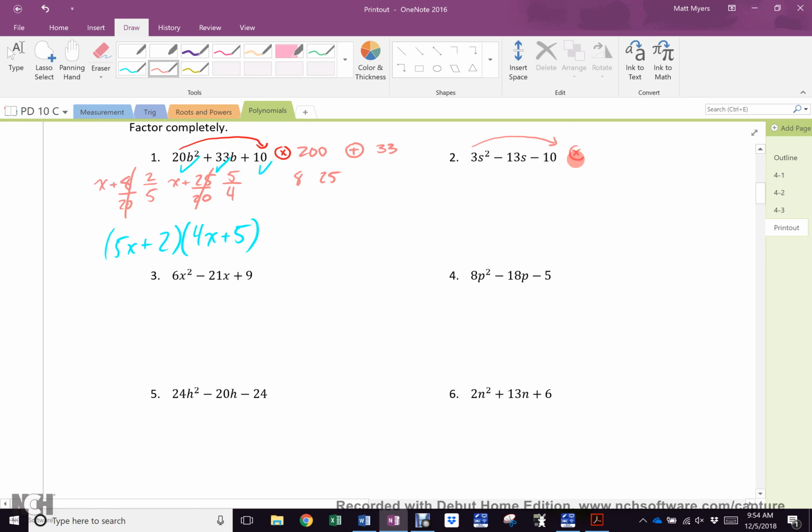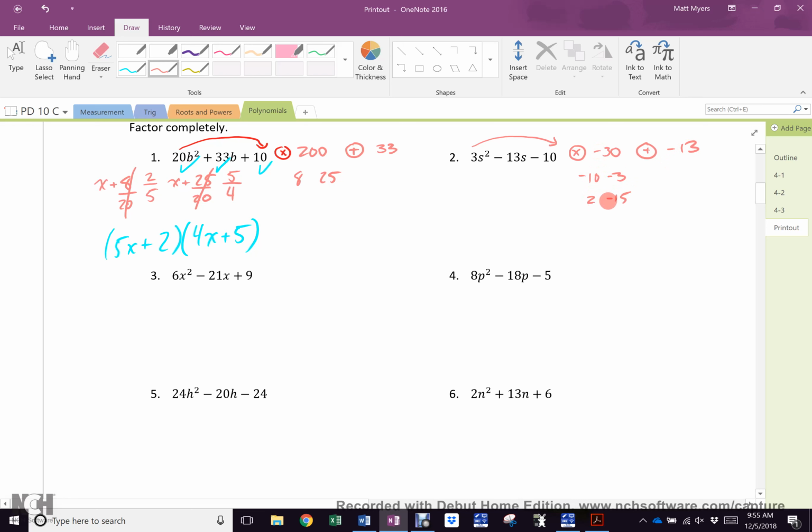So I need to multiply to what? Negative 30 and add to what? Negative 13. What is it? 10 and 3? How do 10 and 3 get me to negative 13? It would be negative 10 and negative 3, right? But when they multiply together, won't I get positive 30? So it can't be 10 and 3. Is it 2 and 15? Yeah. How do 2 and 15 get me to here?